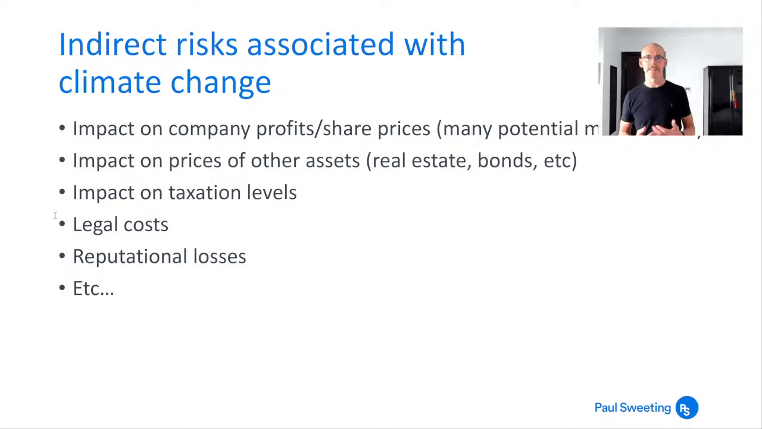Then you get things like taxation levels. The financial impacts of climate change mean that governments may need to make some difficult choices. What is going to happen to taxation around the world because of the costs associated with climate change? Also legal costs. If some parties are found to be at fault through their actions or inactions, there could be additional costs there. Reputational losses as well.